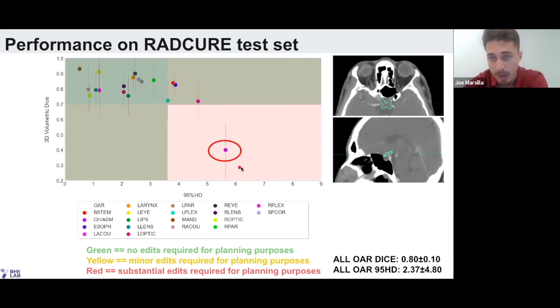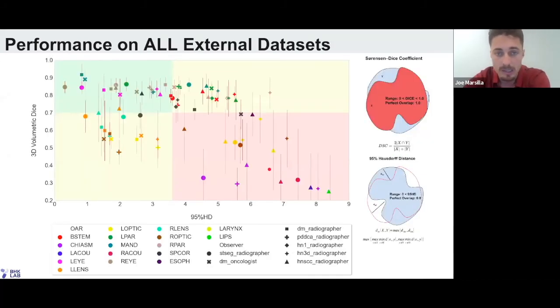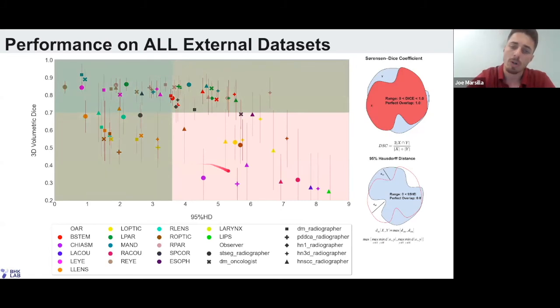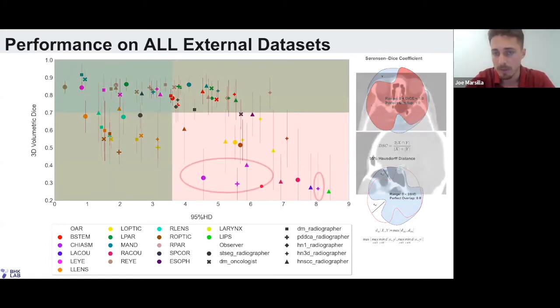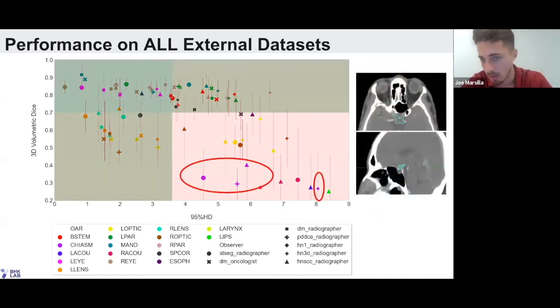Right off the bat, on RADCURE our network could indeed inject chiasm contours into the plan, and these contours could be clinically acceptable. But looking at the external data sets, here's a dump of the results on the external test sets. We see that our network had some issues in terms of specific OAR categories. Chiasm did standardly poorly.